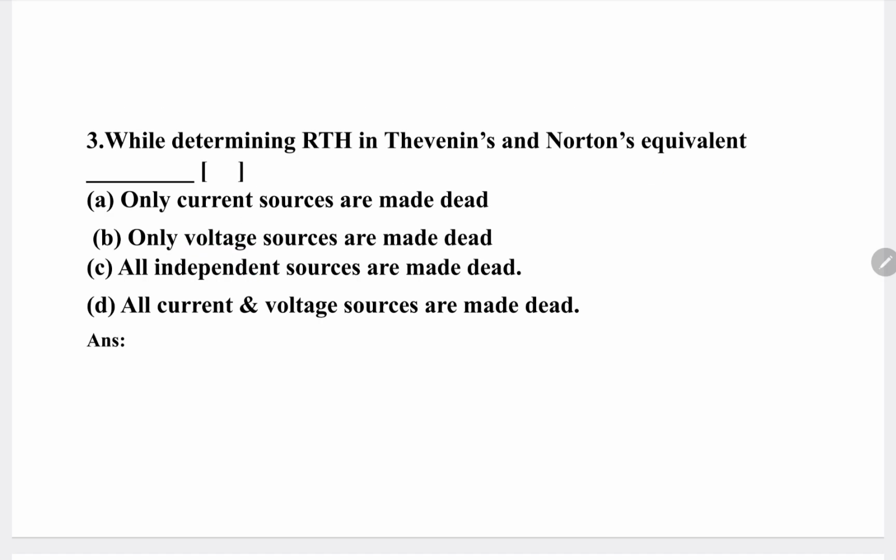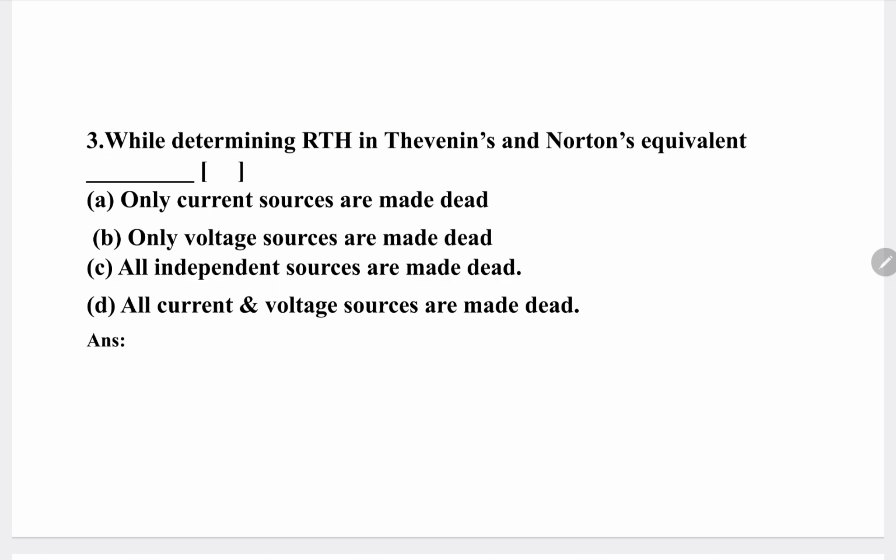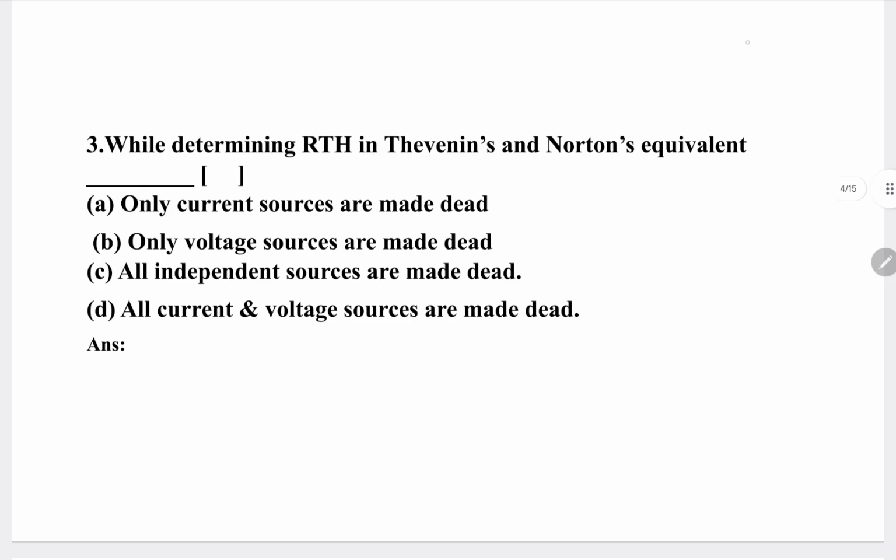Next, the third question. This question is about Thevenin's theorem and Norton's theorem. While determining the Rth, the Thevenin's resistance, in both the Thevenin's and Norton's equivalent circuits, what is the procedure? Only current sources made dead, only voltage sources made dead, all independent sources made dead, or all current and voltage sources made dead? Which one is the correct answer? You see, all independent sources are made dead.